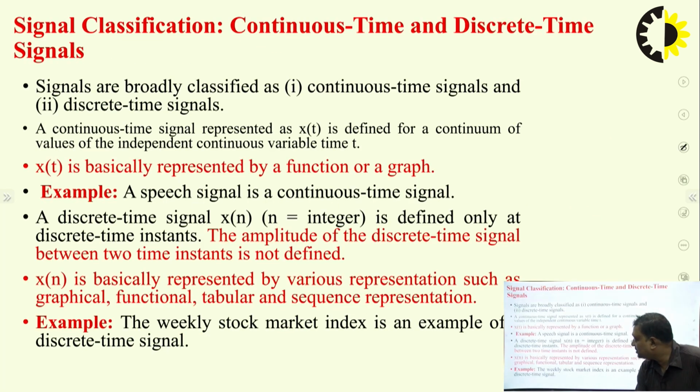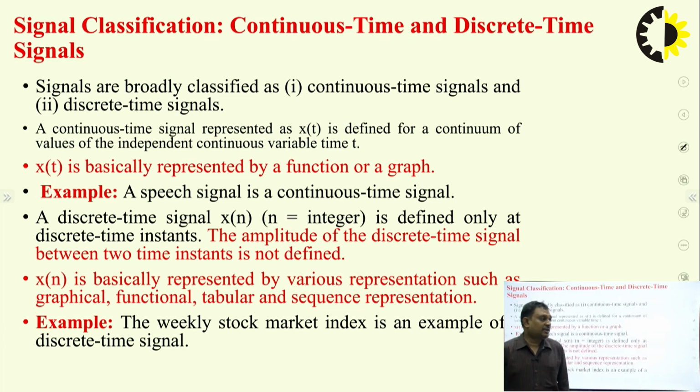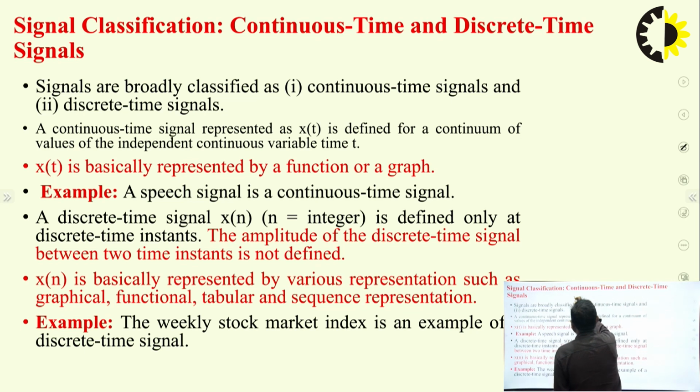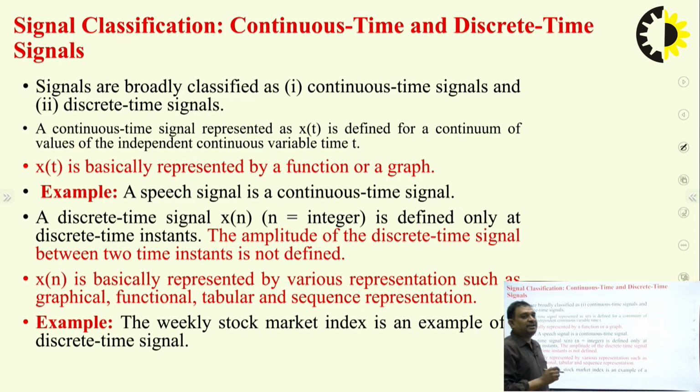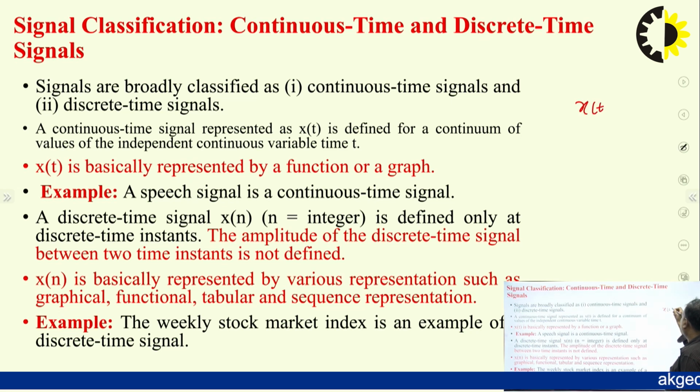Now, come to the classification. First of all, we will see the classification of signals. In the broad classification, signals are classified as continuous time and discrete time signals. First, continuous time signals. Continuous time signals are those signals which are defined at each and every time instant, meaning there is always an amplitude value with respect to time. We will define these type of signals as x(t), where t is our continuous variable.